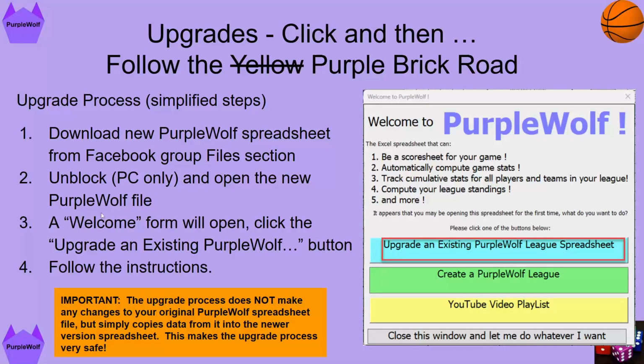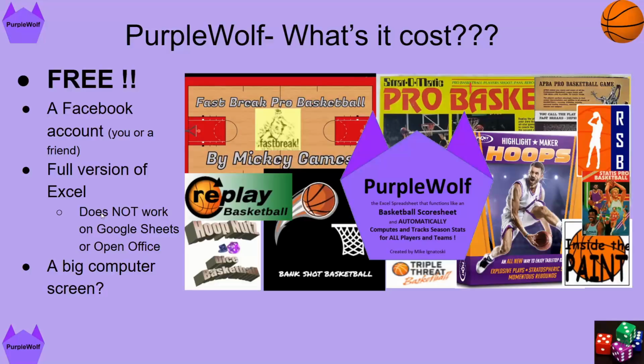Okay, so let's wrap this video up. Let's talk about what PurpleWolf costs. It doesn't cost anything directly. It's free. It's publicly available. You do have to have a Facebook account or know somebody that does, so you can join the group and download the spreadsheet. It requires a full version of Excel. It does not work on Google Sheets or OpenOffice or any other spreadsheet program because of the programming that's used to make it work. That only works on Microsoft Excel.